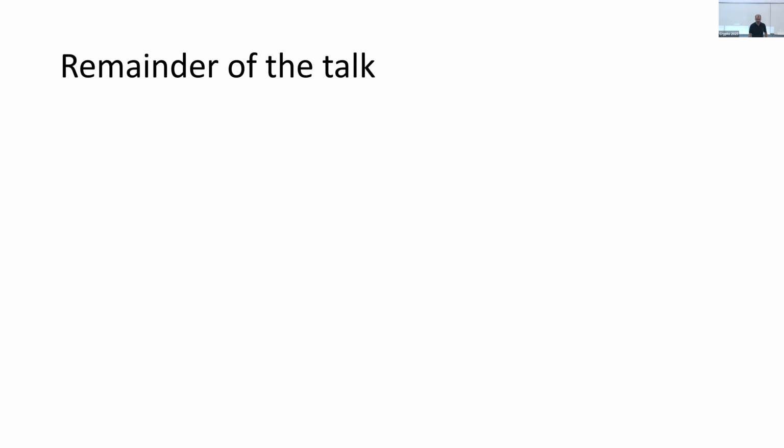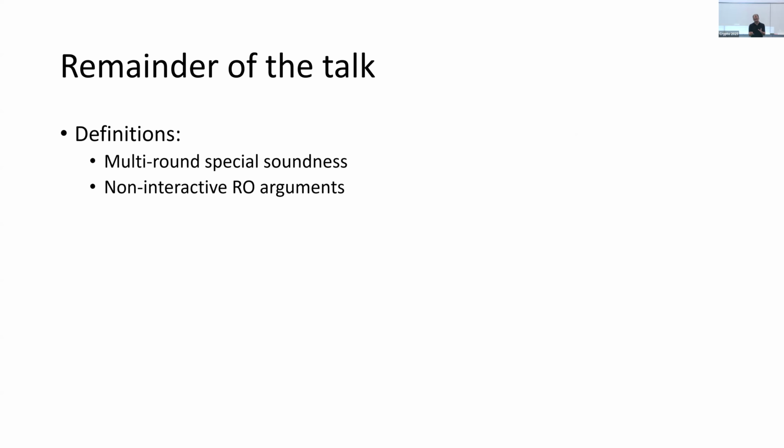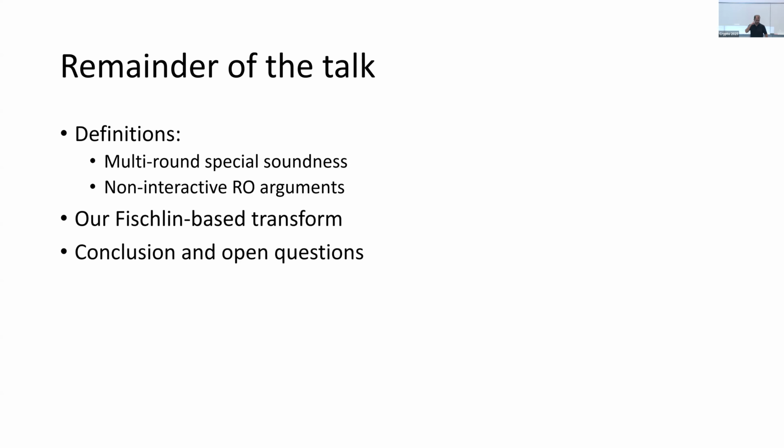Good. So in the time that we have left, I want to give some definitions that will help us later on. We'll define what we mean by special soundness of multi-run protocols, and then we'll give a somewhat more formal definition for knowledge soundness for non-interactive arguments in the random oracle model. Then we'll see our Fischlin-based transformation. This is going to be the heart of the talk, and then we'll conclude.